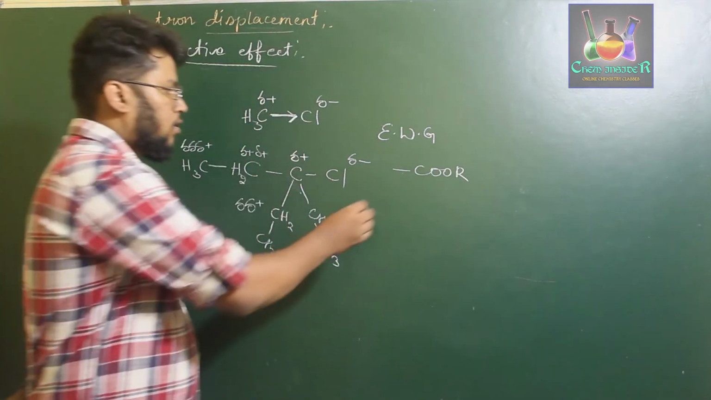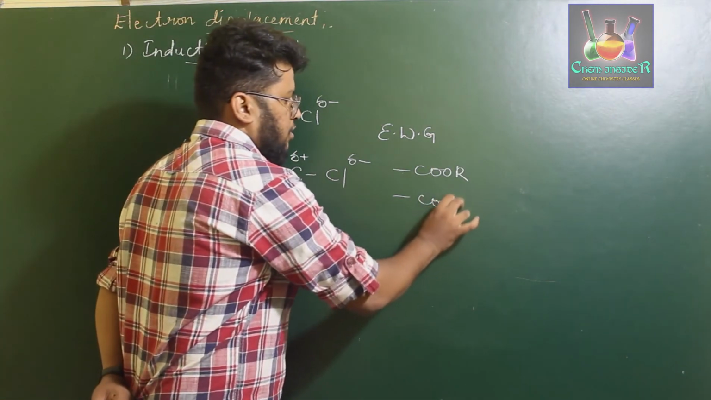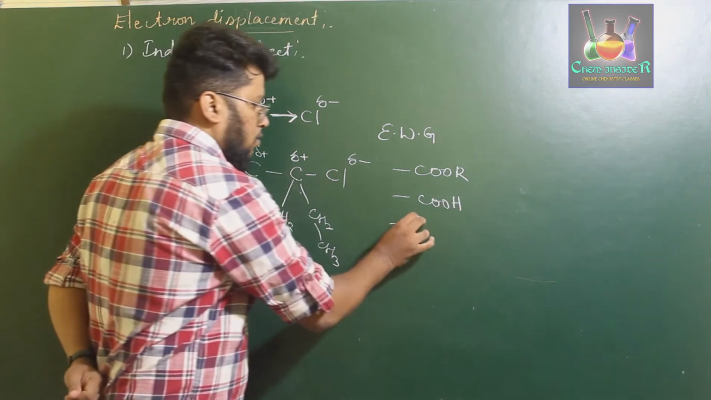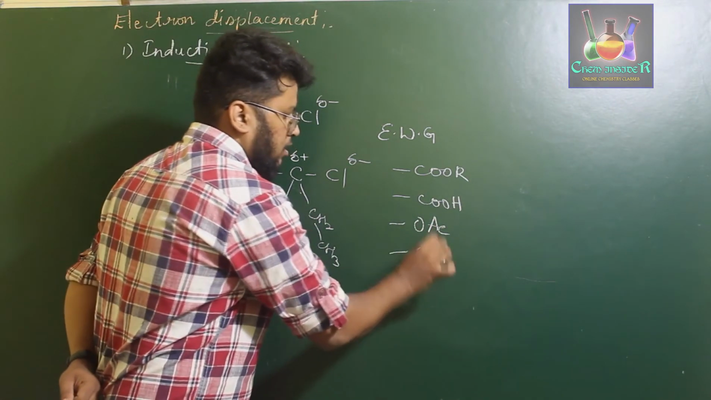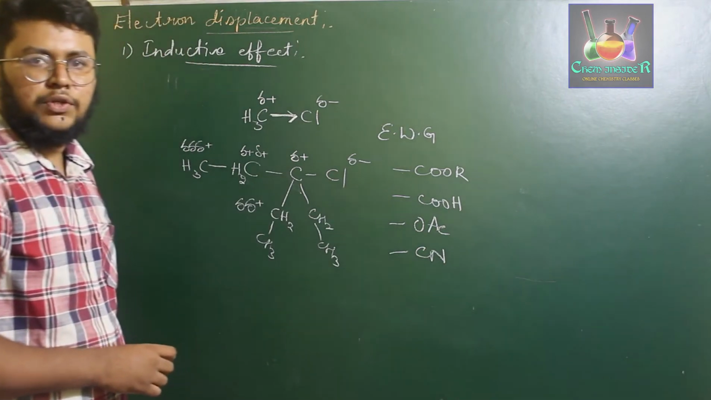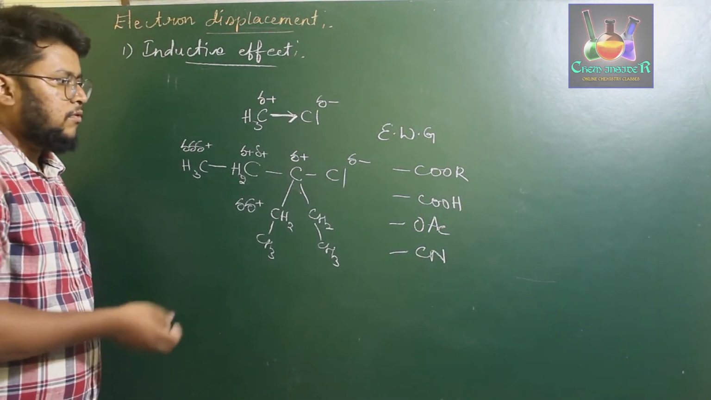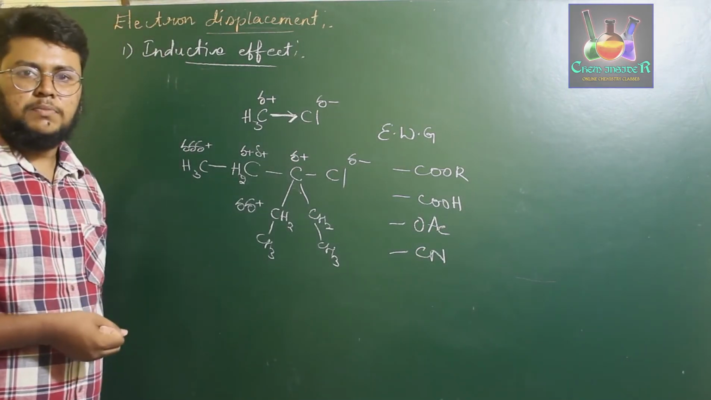COOR or COOH, OAc or CN. These are called the electron withdrawing groups. These groups will be removing electrons from the species.